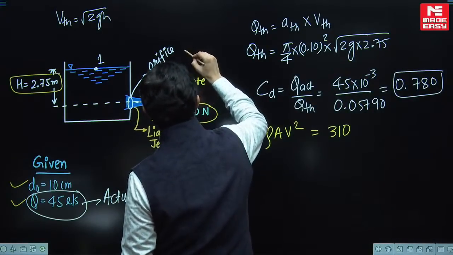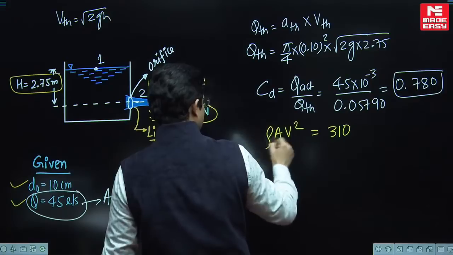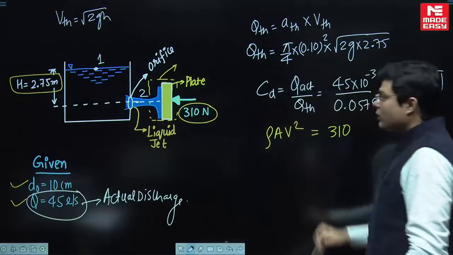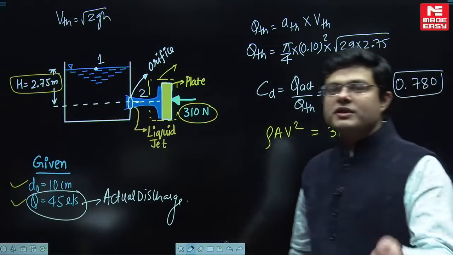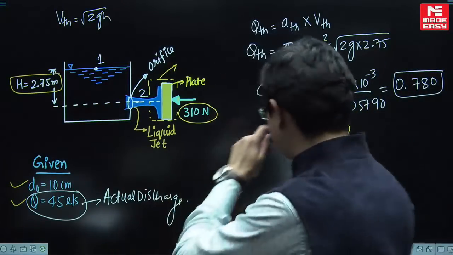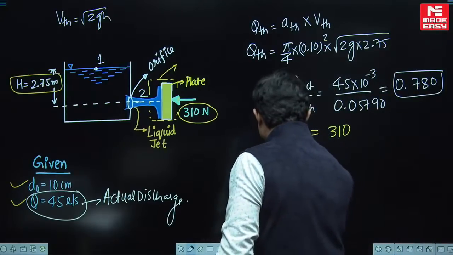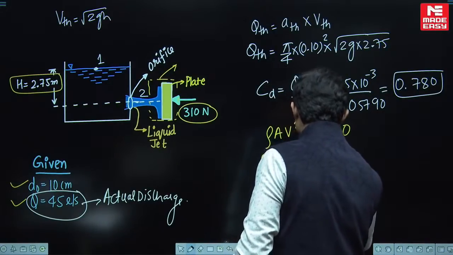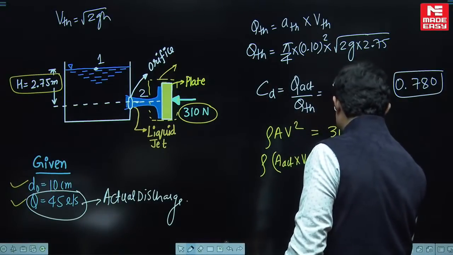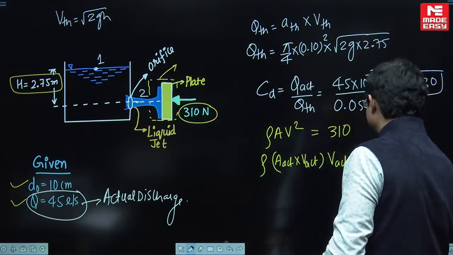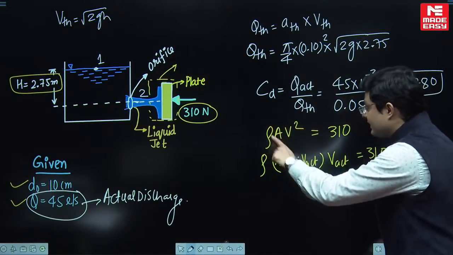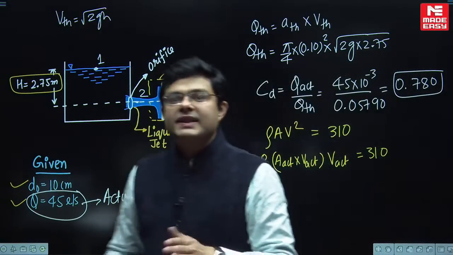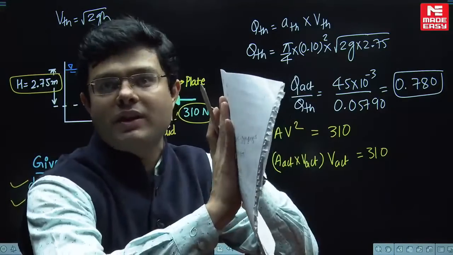Use the Newton's second law momentum equation, for those of you who are not able to understand from where rho a v square comes. I don't want to waste time on such simple things because you study all this in machinery and everywhere else. So rho into a actual into v actual, into v actual is equal to 310. I have separated it a bit. And the second thing is someone will say, sir, why are you writing actual? Because 310 is a real life situation.